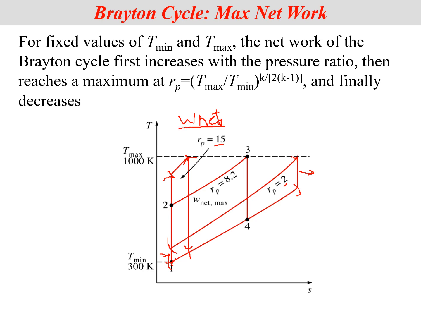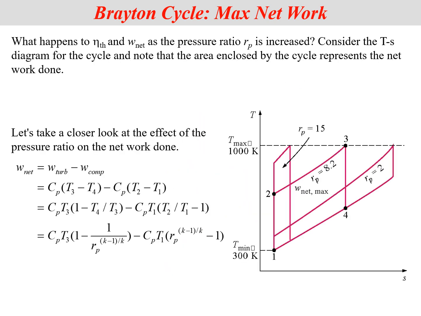amount of net work output. So the ideal condition is somewhere in the middle, between this 15 and this 2, which is given as (T max / T min) raised to the power 2K divided by 2 multiplied by (K minus 1). This is called the optimum pressure ratio, and this gives you the most net work output. How you get this pressure ratio, you can see in the coming slides.